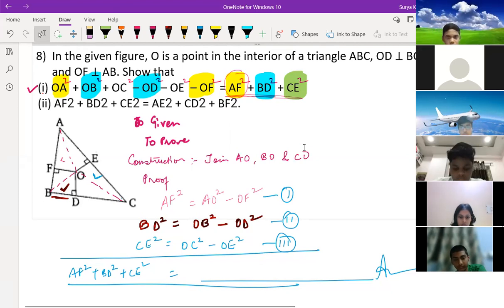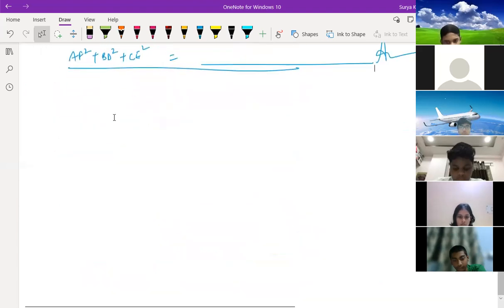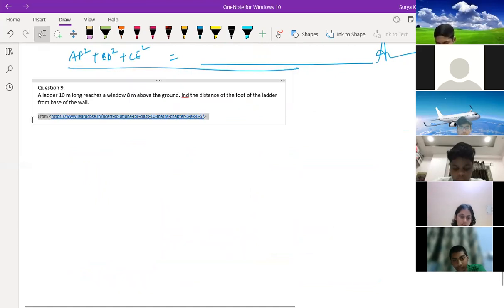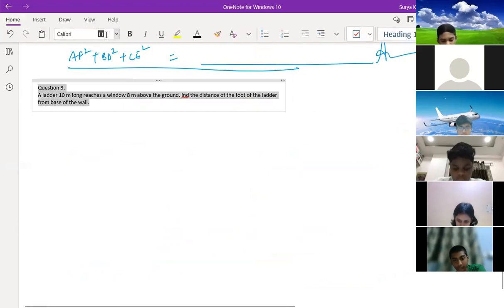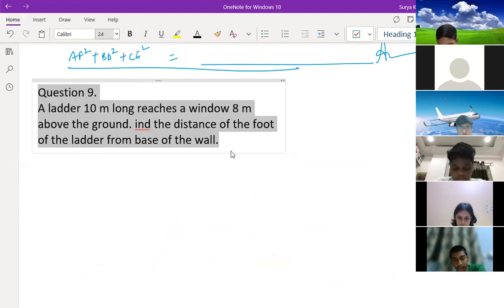Next question is question number 9. I'm just pasting it over here. I hope everyone can do this question. This is a finding out sum, not a proving sum. Try to do this question now.